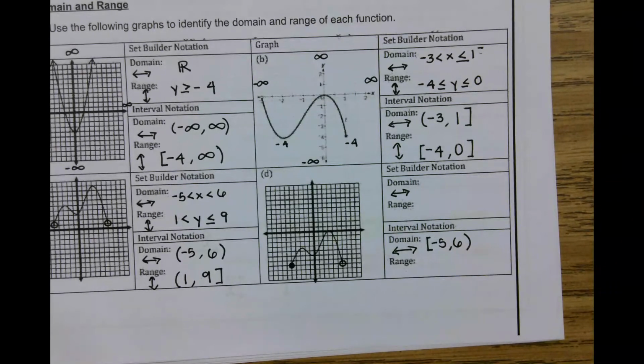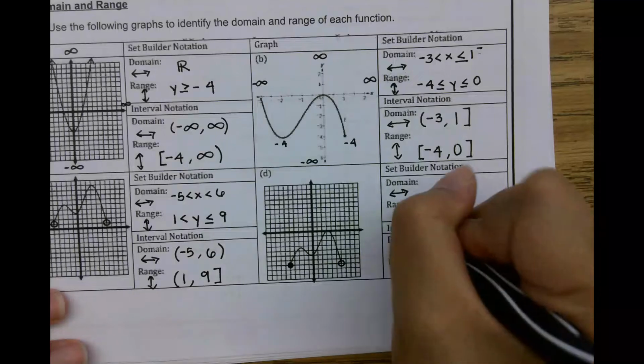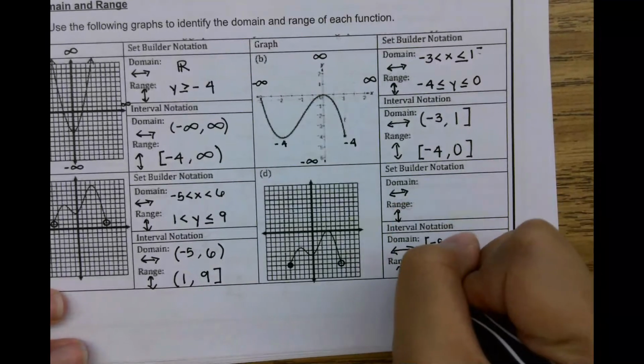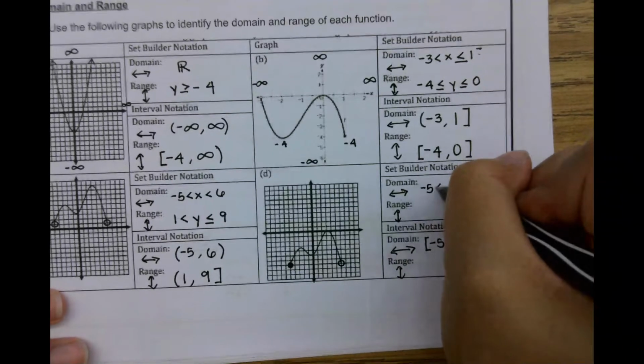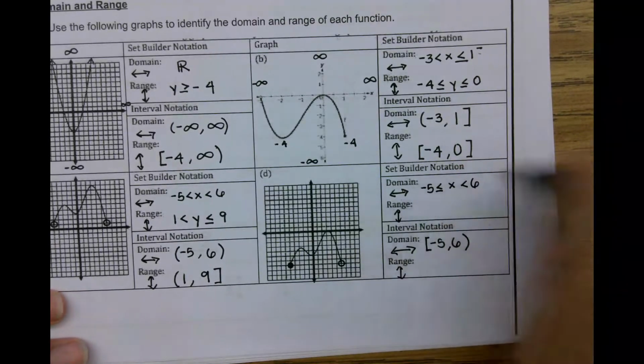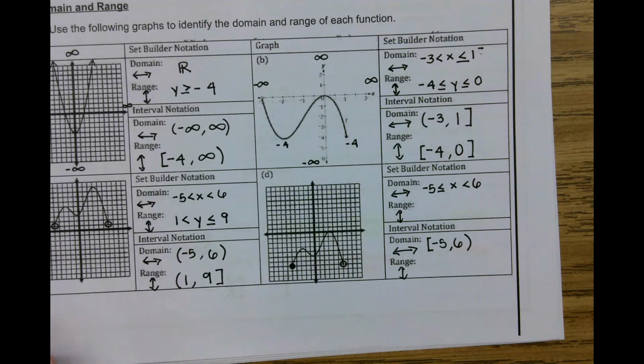Okay. Now let's talk about range. Okay, we're going to walk up and down for range. Oh, sorry, let me write the set builder notation. That will be negative 5 less than or equal to x less than 6. So range up and down.